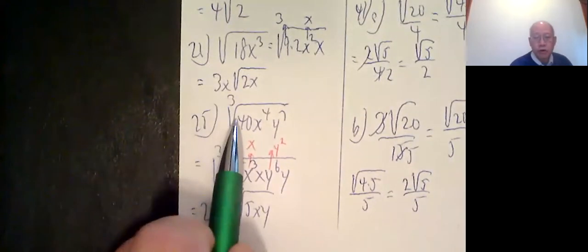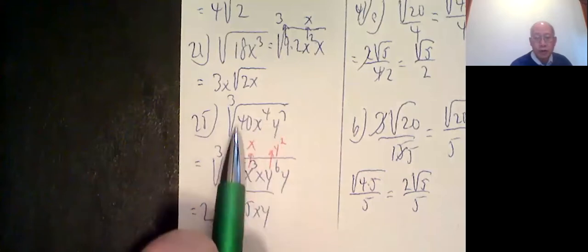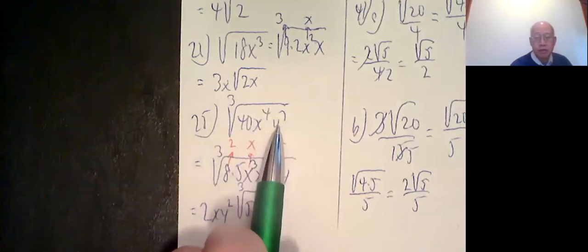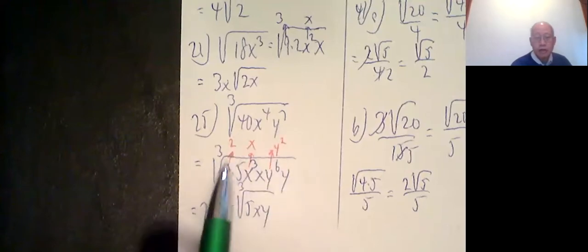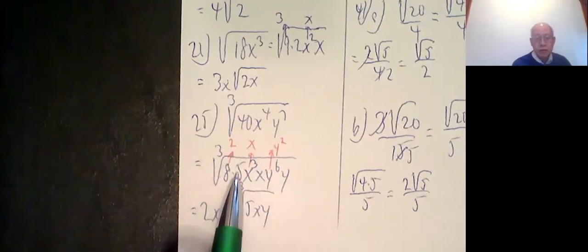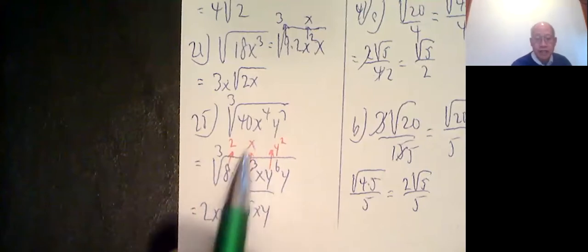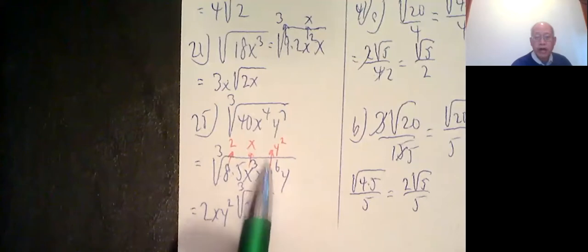25, cube root of 40, x to the 4th, y to the 7th. So I'm going to write this as a perfect cube. I want to write that as a perfect cube, namely x cubed. I want to write that as a perfect cube, namely y to the 6th power. Okay, 40 is 8 times 5, because this is going to come outside and become a 2. X to the 4th, write as x cubed times x. Y to the 6th, write as y squared times y.